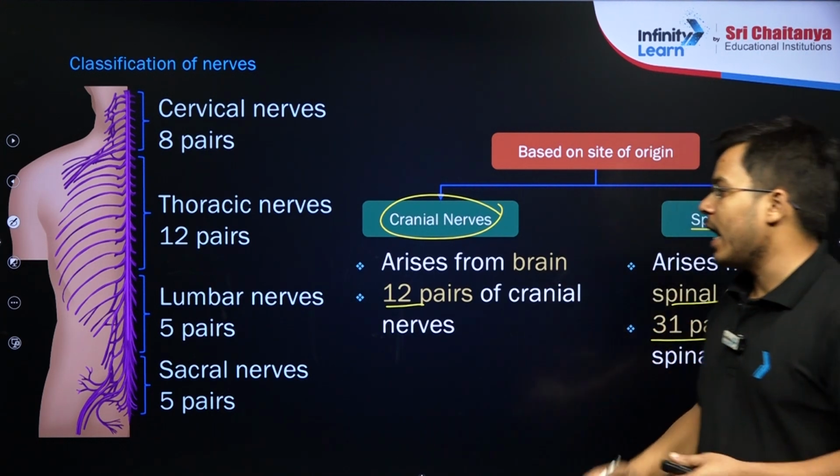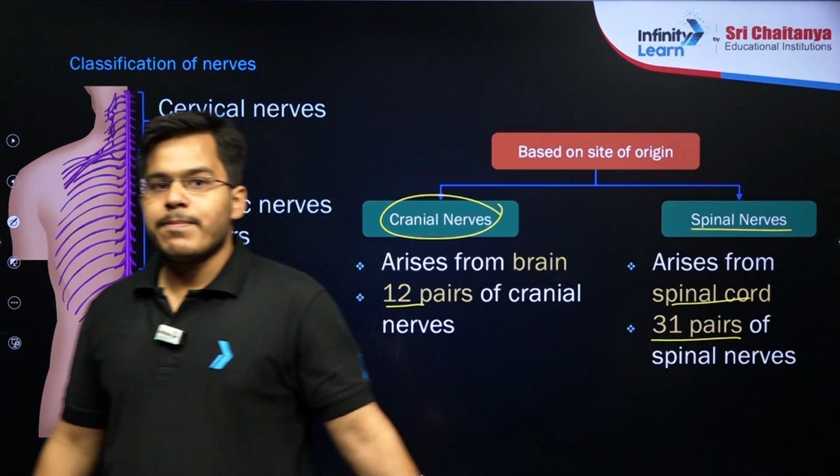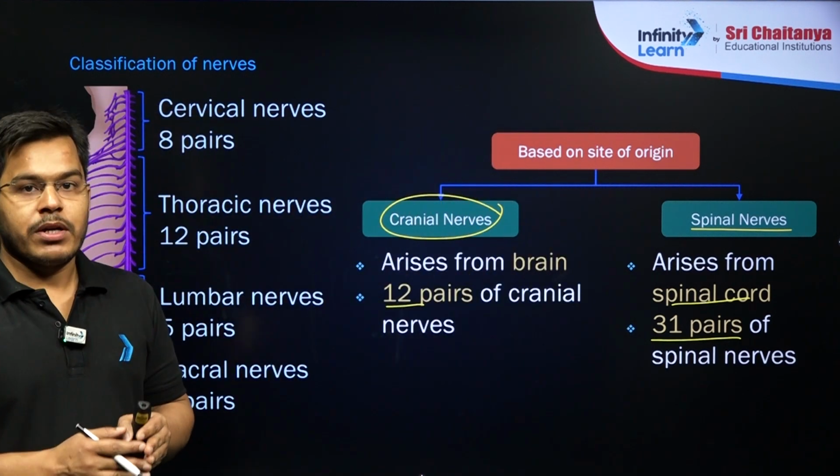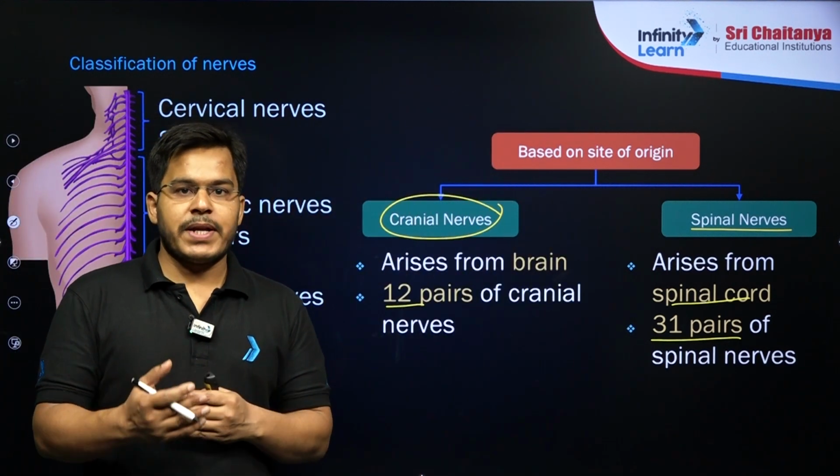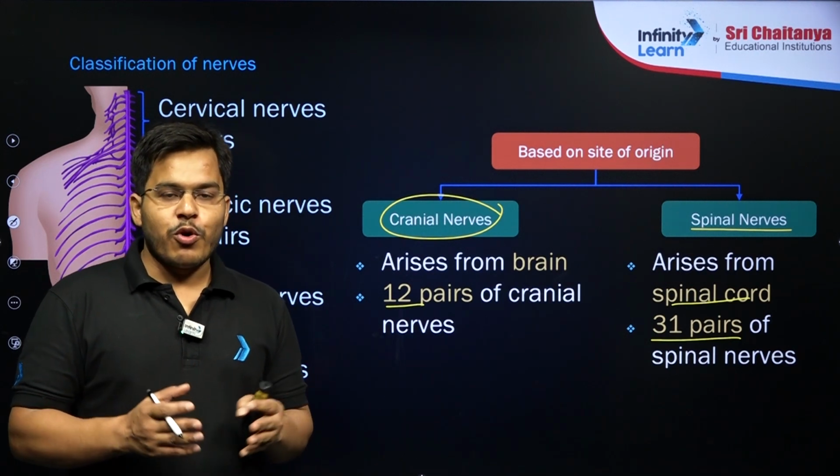Okay, students, so these are going to be the different types of the nervous system and the subtypes of their types. So hope this will be helping you.